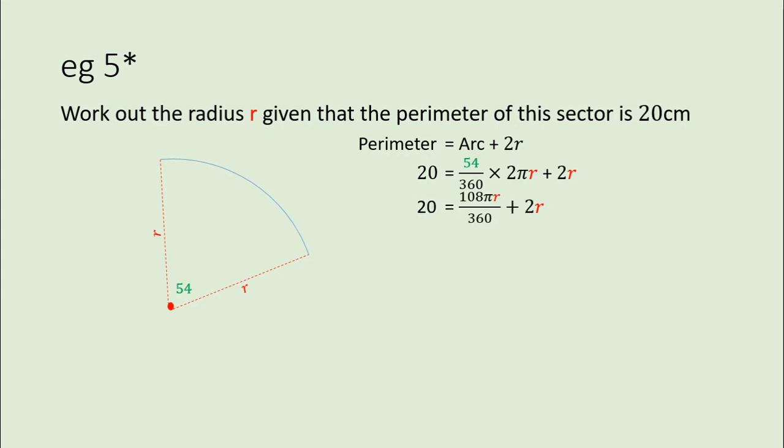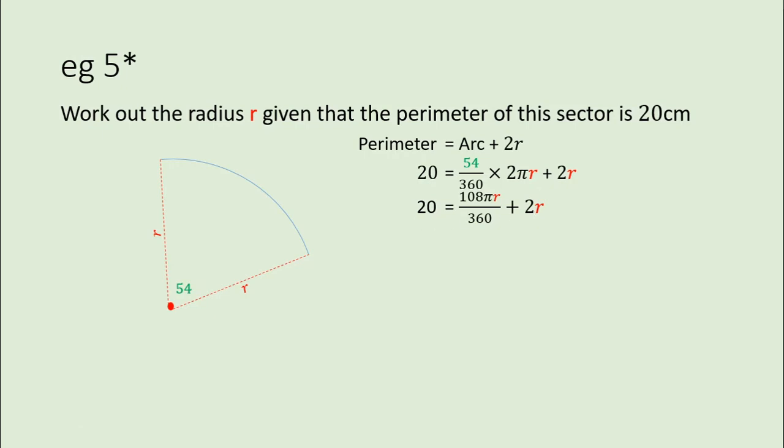First I did 2 pi r multiplied by the top of the fraction only. That's going to give me 108 pi r, because 2 times 54, over 360. Plus my 2r. That was not getting multiplied by the fraction. That is a separate term. And that all equals 20. Now we want to find out what r is.